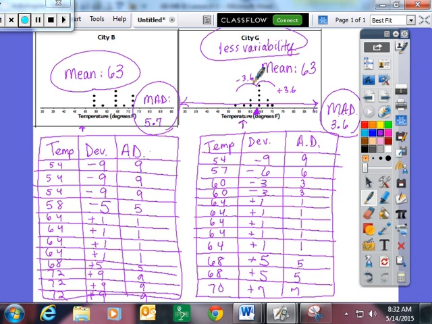If you look at this side, the mean temperature is also 63, but now on average it could be plus 5.7 or minus 5.7 away, okay?